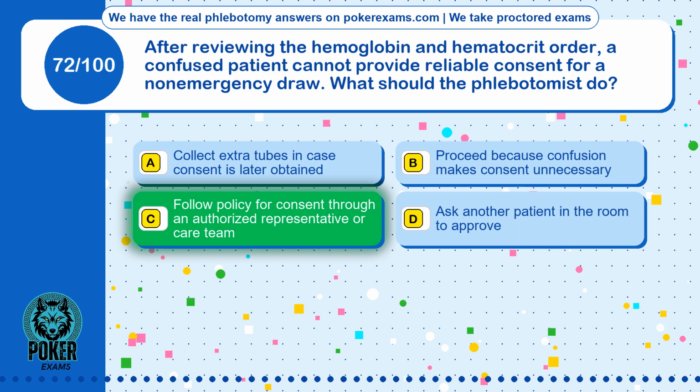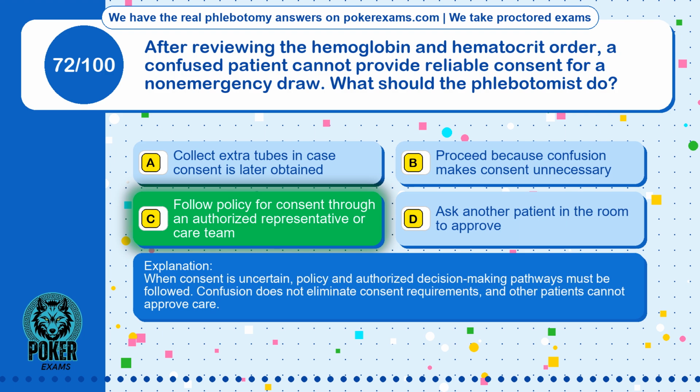The correct answer is option C. Follow policy for consent through an authorized representative or care team. When consent is uncertain, policy and authorized decision-making pathways must be followed. Confusion does not eliminate consent requirements, and other patients cannot approve care.